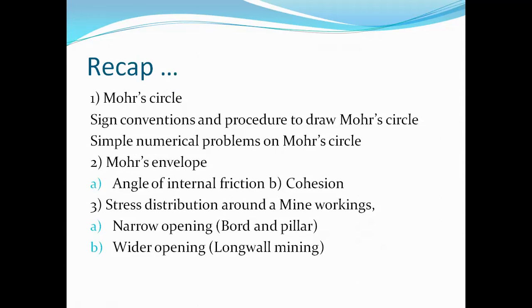The intercept represents the cohesive force that is acting along the failure plane. The angle made by the Mohr envelope with the horizontal is known as the angle of internal friction, which represents how much internal friction is acting along the failure plane. So using the Mohr envelope, we will be in a position to determine the internal features acting along the failure plane, such as the angle of internal friction and the cohesive forces.